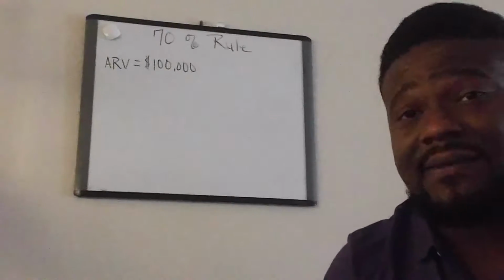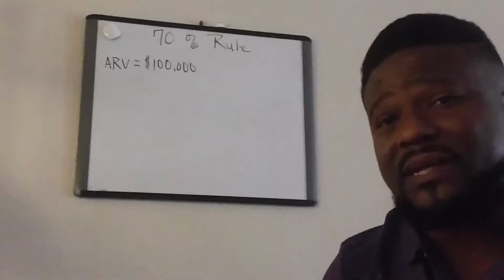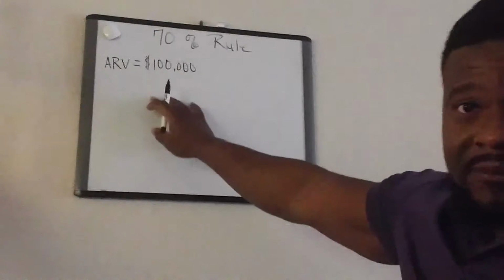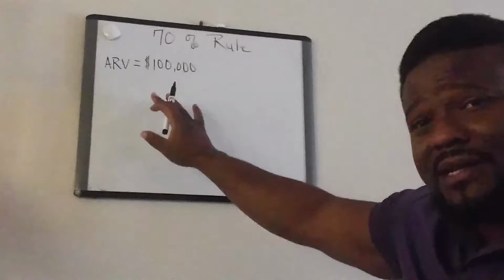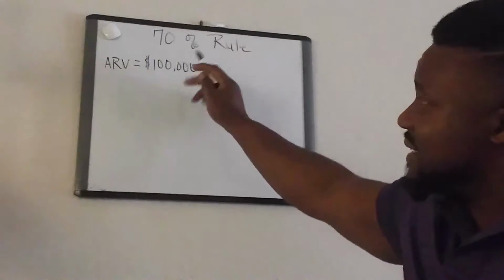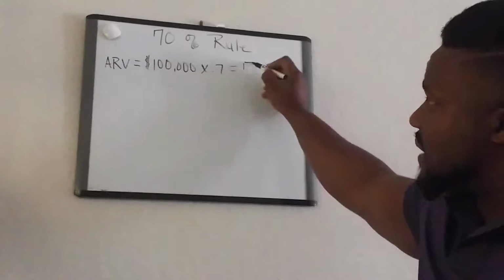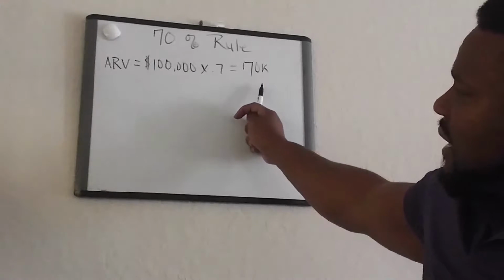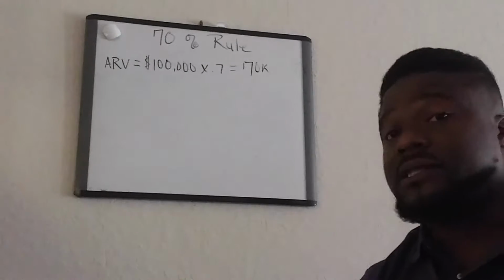So what they do is they take the ARV, the after repair value, and they multiply it by 0.7, or by 70%. I've got it up here. I hope you guys can see it. I know my whiteboard isn't that big, hopefully I get a bigger one, size matters, right? What they do is they take the 100,000, multiply by 0.7, and what you get is 70,000, right? So that number, that 70K, is what you should potentially get the subject property for. That's what you should be looking to purchase it for.